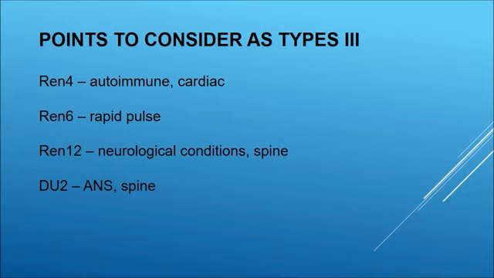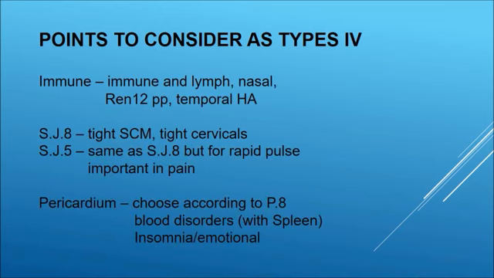Autoimmune and cardiac disorders are a REN4 type. Rapid pulse types tend to go with REN6. Neurological conditions and problems with the spine are REN12 types. Autonomic nervous system and spine problems are DO2 types. People with immune or lymph issues, nasal issues, REN12 pressure pain, or temporal headaches will tend to be immune point type as their major point.